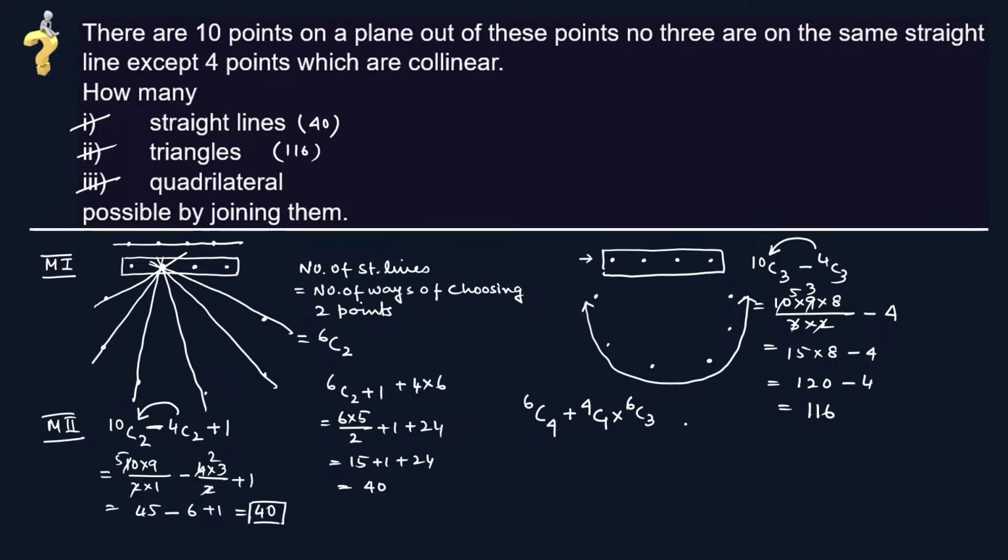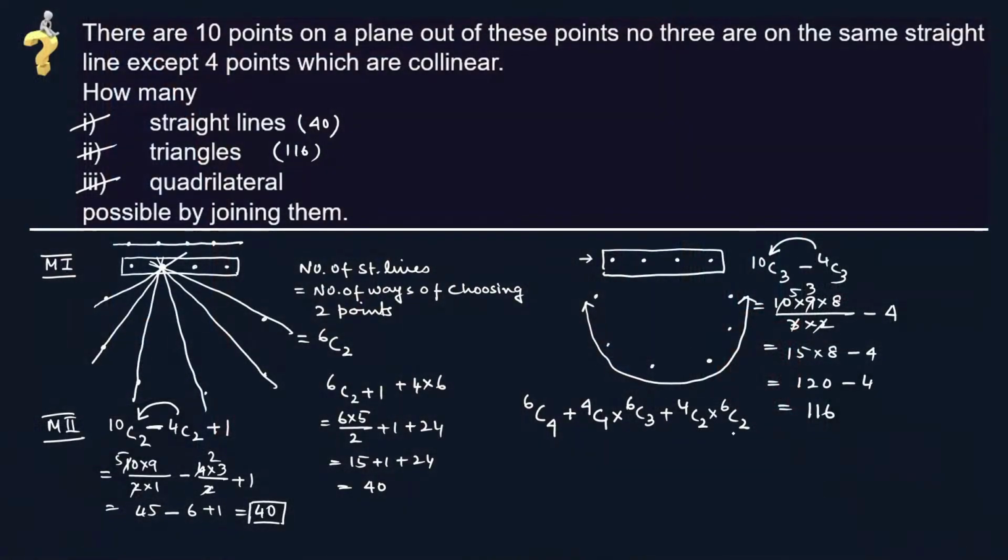Okay. Now let us choose 2 points from these 4 collinear points, which can be done in 4C2 different ways. Now, 2 other points I am choosing from these 6 non-collinear points, which can be done in 6C2 different ways. So the total number of quadrilaterals formed where 2 vertices lie on these 4 collinear points will be 4C2 into 6C2.